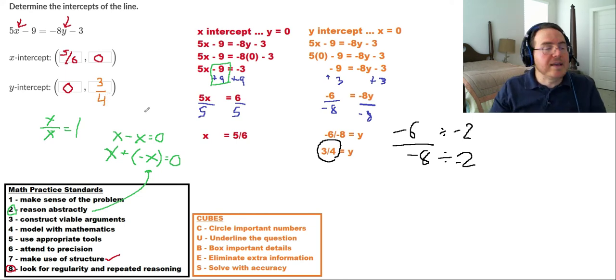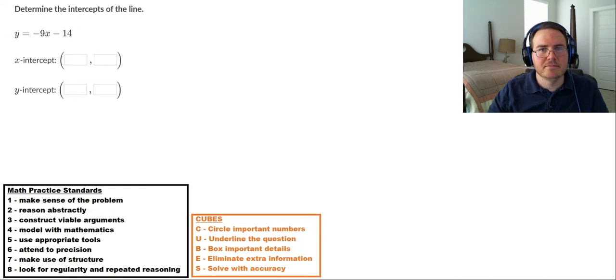So in this case, our x-intercept is at 5/6, 0, and our y-intercept is at 0, 3/4. That's where that line crosses both axes. Okay, we have time for one more problem. So here it comes. Okay, last problem. Here it is.